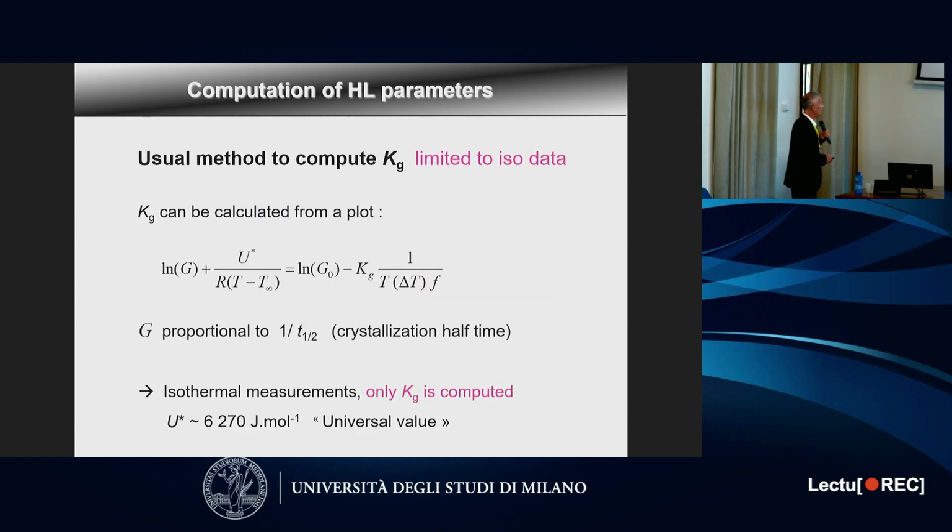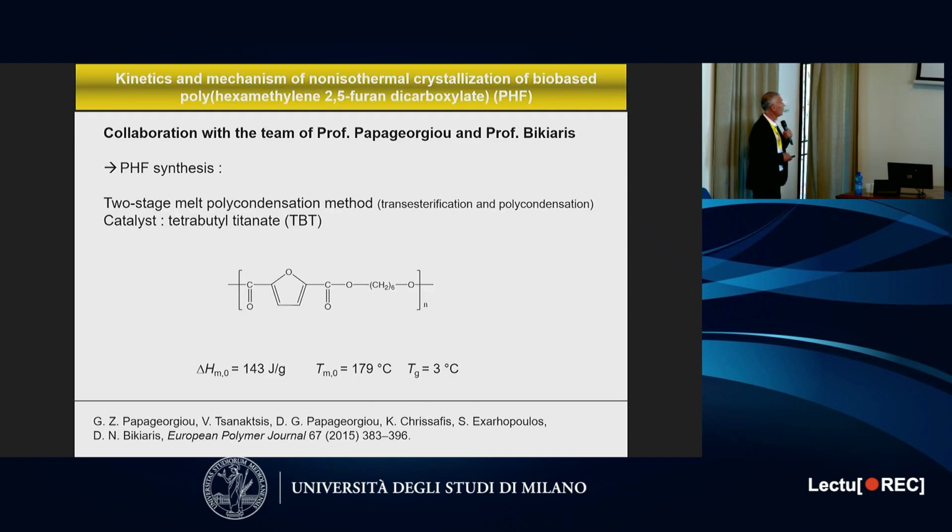The classical method was limited to isothermal data, and only Kg was determined in this method, and U* was set as a universal value. Generally, it is done by microscopic measurement, and it's much more difficult to do. So we have this new method, and I will show you that it is a very convenient method.